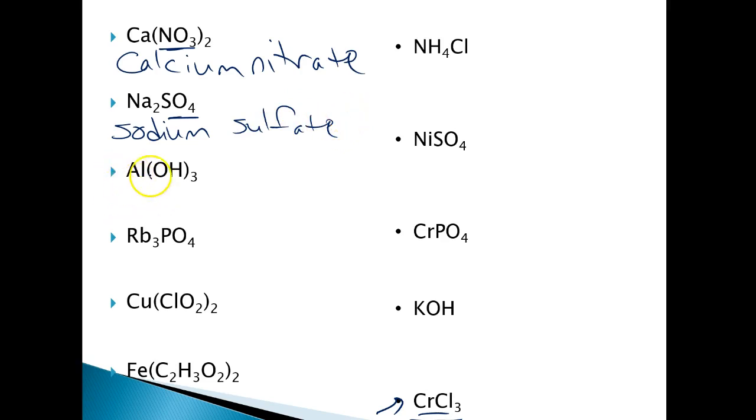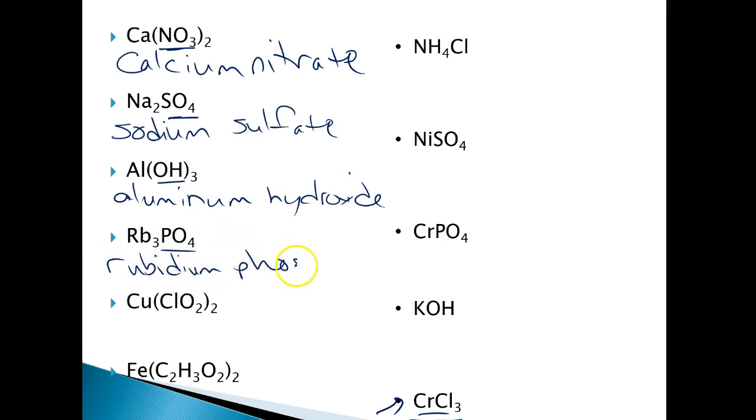Next one. Again, I look up the first, I see 3 capital letters. I look on that chart. I don't see Al, so that means it's aluminum. I look up OH, it's hydroxide. Again, does not need a Roman numeral. Again, 3 capital letters. Rb is not on there, so rubidium.